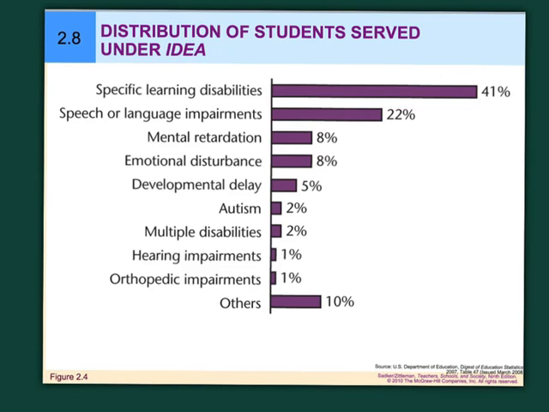Multiple disabilities, 2%. Hearing impairments, 1%. Orthopedic, 1%, and then others, 10%. I'm not sure what constitutes the others. It's a pretty large percentage just to lump all together. But it gives you a general idea of overall the kinds of special needs that you would see in a class.